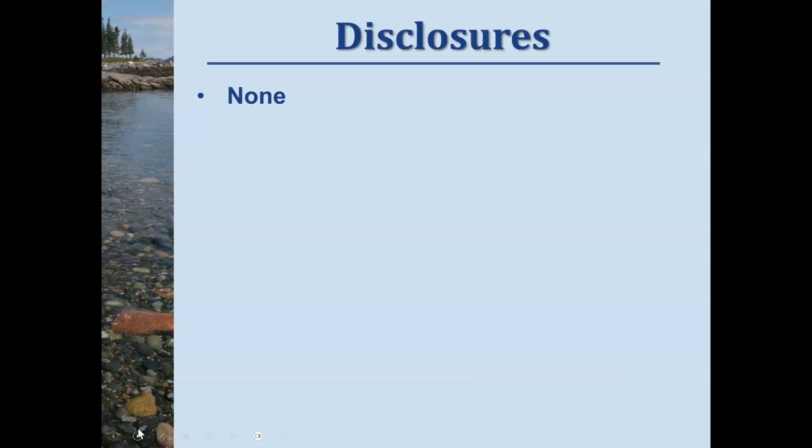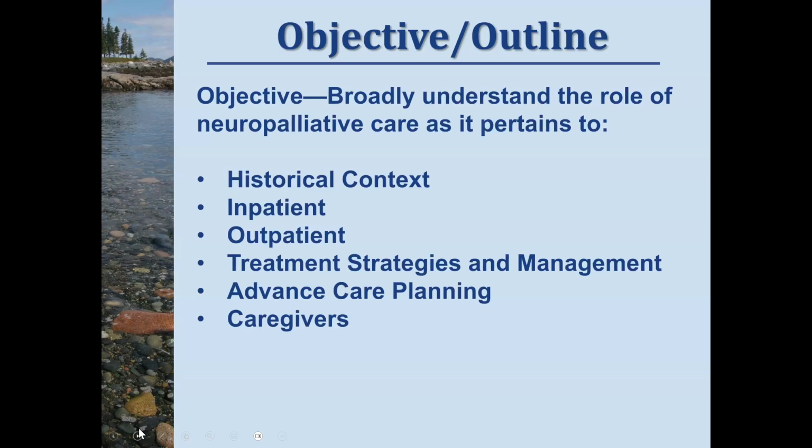All right, so disclosures. Got no disclosures. What we're going to do today is really broadly understand the role of neuropalliative care. We'll go through the historical context, briefly touch on inpatient, but over the last couple of years, focus has really been more on outpatient. We'll talk about some treatment strategies, symptom management, talk about advanced care planning, but I do really want to make sure that we have time to focus on caregivers as well because of this patient population. That caregiver burden tends to be pretty high.